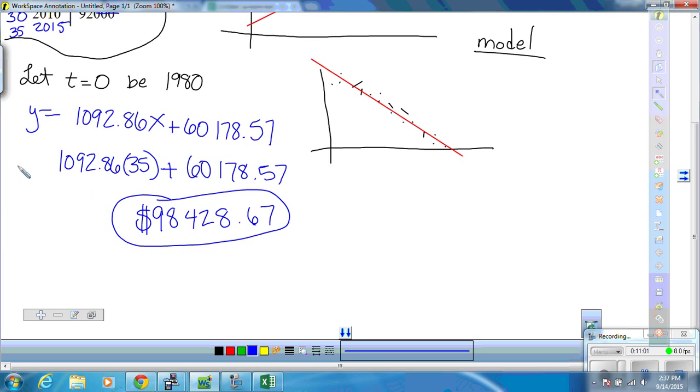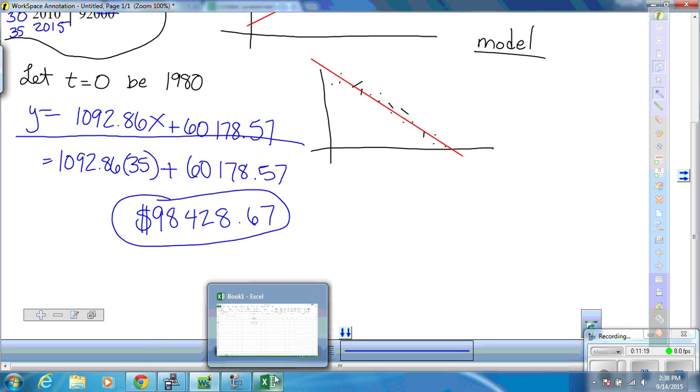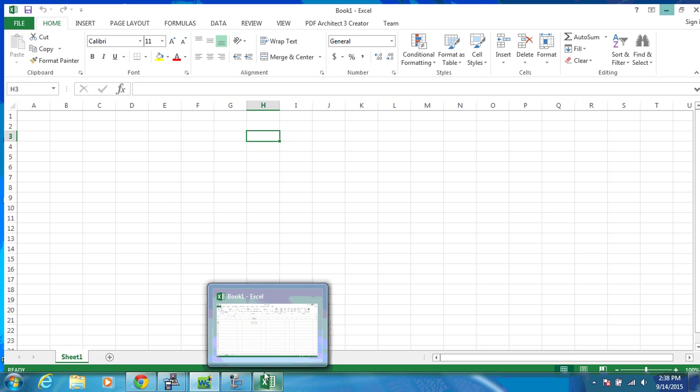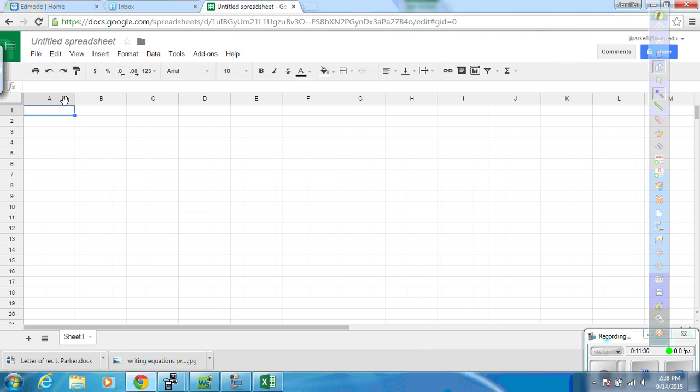So again, the whole point of getting these equations, these regressions, is that once we have this model, we can use it to make predictions. We can plug things into the equation and figure out what they're equal to. What I wanted to show you is that we don't always use a calculator. In fact, for something like your project, or something where you have a lot of data, you're probably going to want to use a spreadsheet. So there's a couple of different types of spreadsheets available to you. If you have the Microsoft Office suite, Excel is the name of the spreadsheet program. If you're using Google apps, there is Google Spreadsheet.